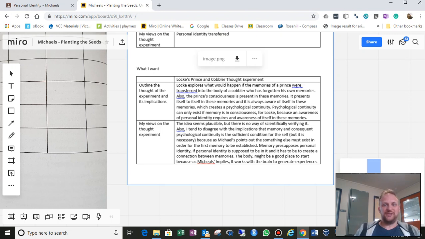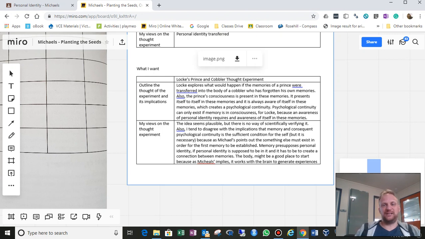Because as Michaels points out, this is my little typo to point out that I just rushed this, but I'm trying to record all my thoughts. He points out there is something else that must exist in order for the first memory to be established. Memory presupposes personal identity. If personal identity is supposed to be in it, and it has to be to create a connection between memories, then what I'm basically saying is that even the first memory has to have itself in it in order to generate the connection between all the other memories, okay?